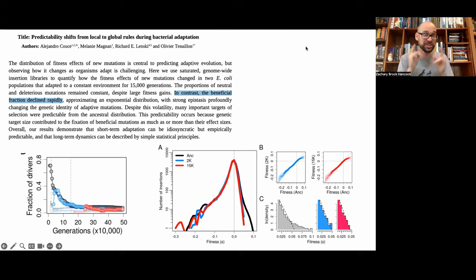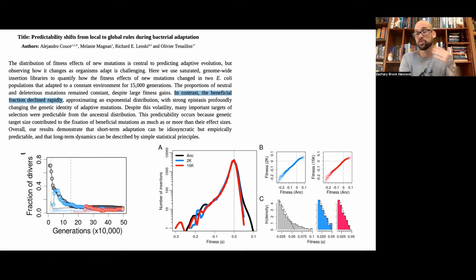This is a particularly cool paper. This is from the Lenski lab, so this is part of the long-term evolution experiment, in which they show this exact thing happening. So they have a population of E. coli that's evolving in a novel medium over 15,000 generations. This is the distribution of fitness effects down here. The black line represents the ancestral distribution. The blue line is after 2,000 generations, and then the red line is after 15,000 generations.